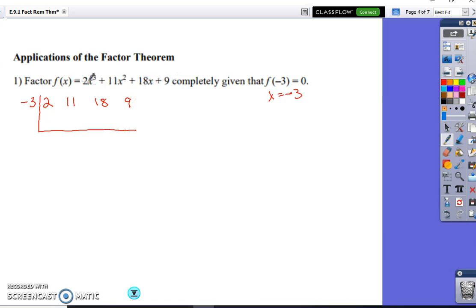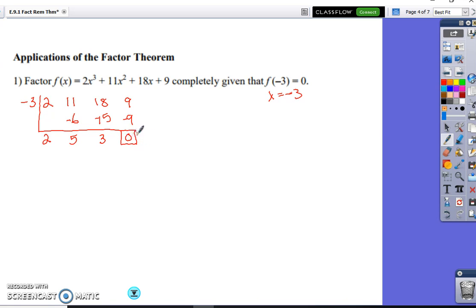Always check those things because you never know when they're going to be in a different order or they're going to skip something. So we bring the 2 down here, multiply, you get -6, add, you get 5, multiply, you get -15, add, you get 3, multiply, you get -9, add, you get 0. This is the same one we did on the front side, so you should see that happening just again.